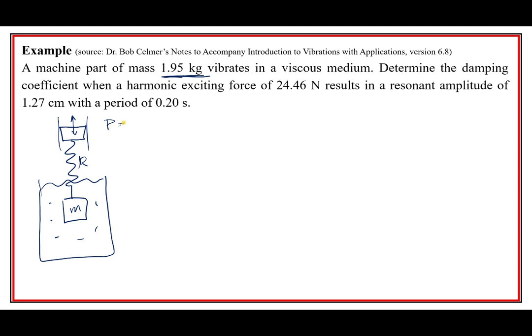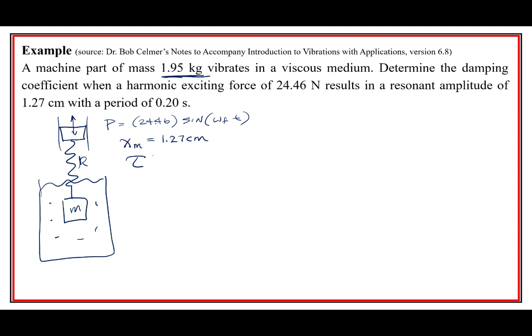P is equal to 24.46 newtons. Okay, so it didn't give us the phase, so just sine of omega f t right there. It results in, I usually go in x, sorry, xm. I'm going to go xm is equal to 1.27 centimeters. And it's got a period.